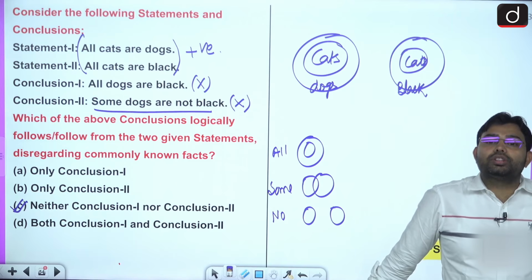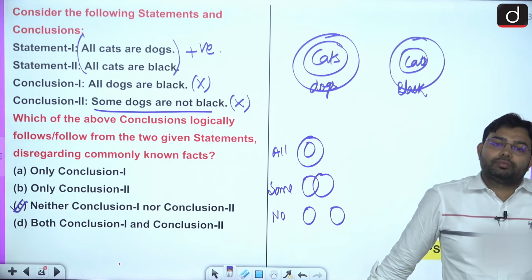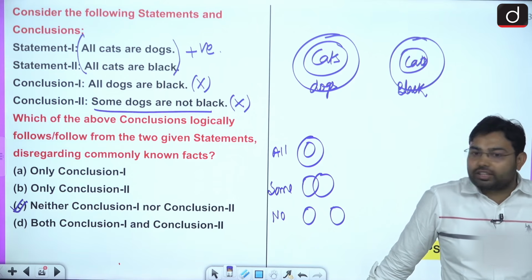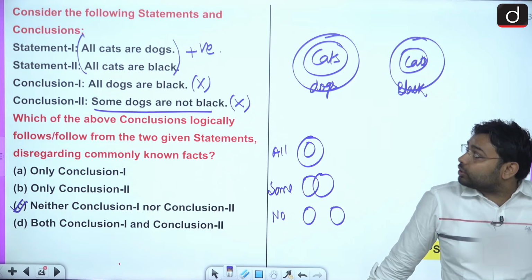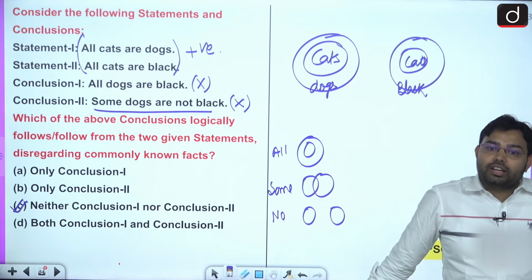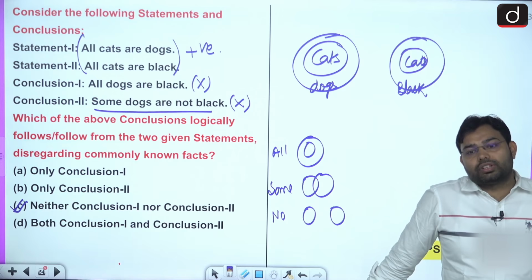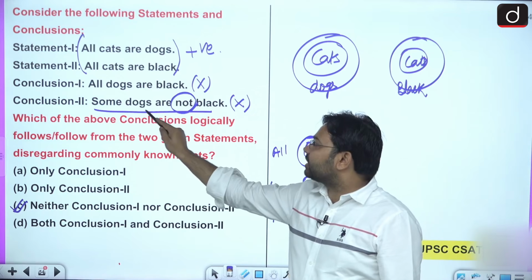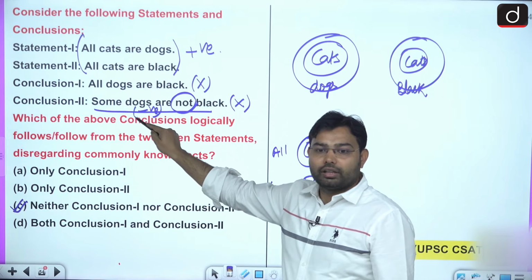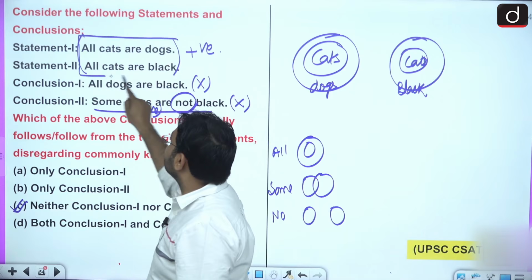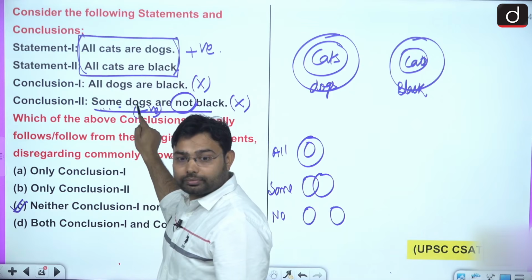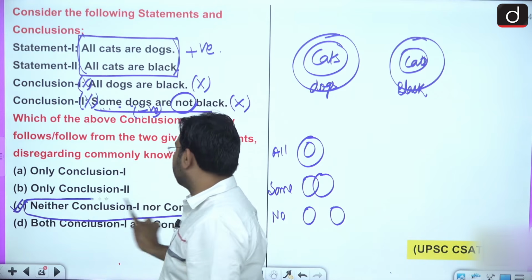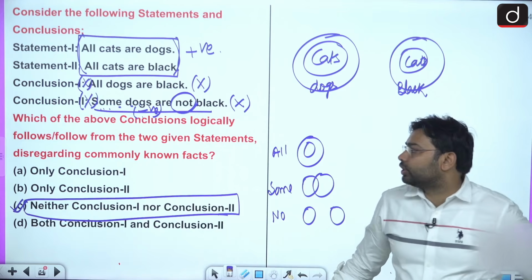Yes. Conclusion 2. First statement is positive. Second statement is also positive. If the given statements are positive, then the conclusions should be positive only. Here the conclusion is negative. So if statements are positive, then the conclusion can never be negative. So this one is also wrong, this one is also wrong. So the answer is neither conclusion 1 nor conclusion 2 follows.